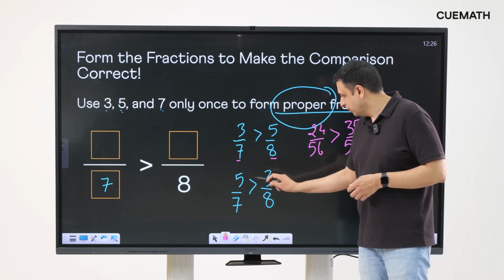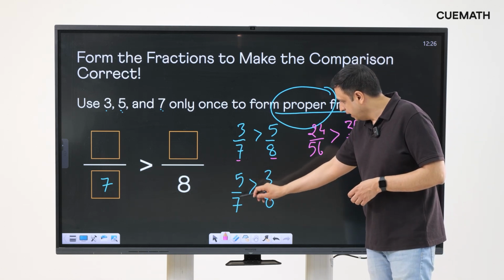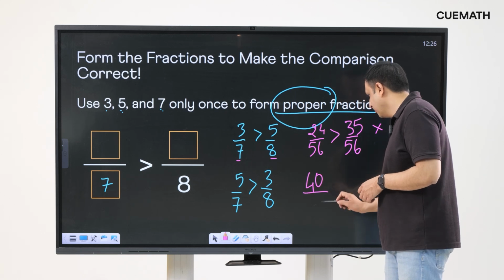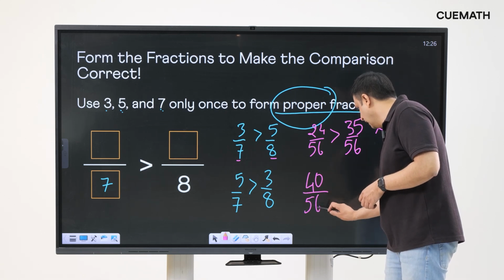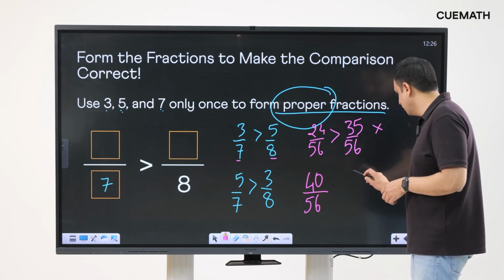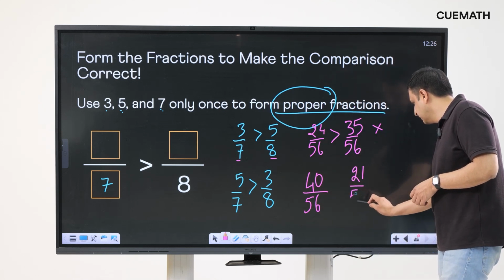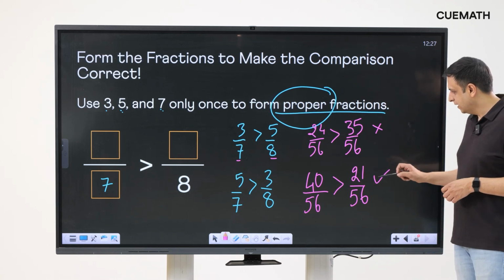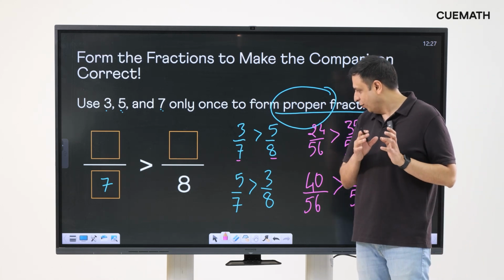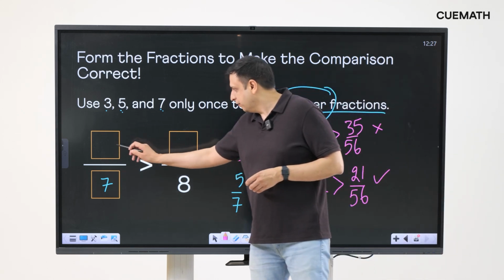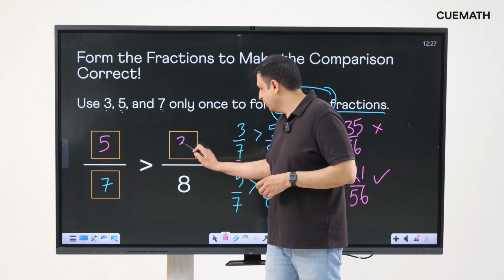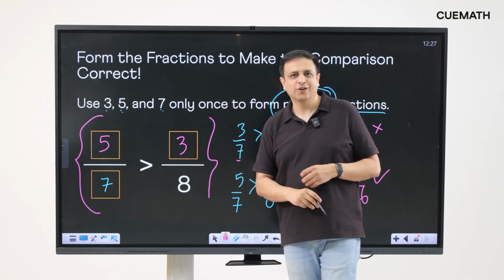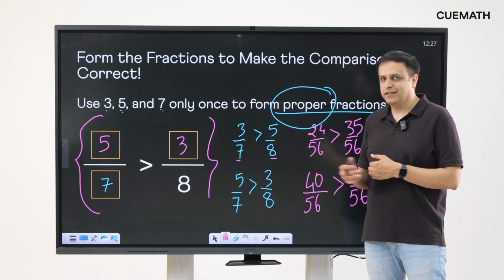What about this one? 5 over 7 greater than 3 over 8. Multiply above and below by 8, you get 40 over 56, and multiply above and below here by 7, you get 21 over 56. So is 40 over 56 greater than 21 over 56? Yes, indeed it is, and therefore this is correct. So the only possibility here is that a 5 comes over here, 3 comes over here, and this is the required answer, 5 over 7 greater than 3 over 8. So really cool, right? That's the answer to this problem.